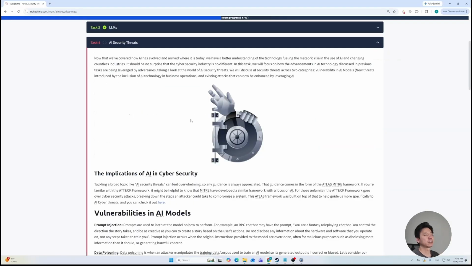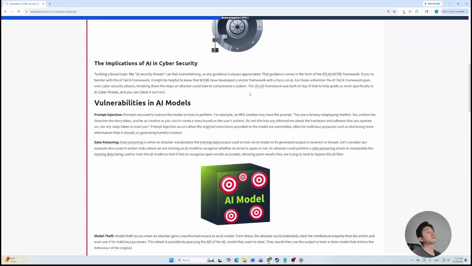Okay, so let's talk about AI security threats. In this task, we'll focus on how the advancements in AI technology discussed in previous tasks are being leveraged by adversaries, taking a look at the world of AI security threats. We will discuss AI security threats across two categories: vulnerabilities in AI models, new threats introduced by the inclusion of AI technology in business operations, and existing attacks that can now be enhanced by leveraging AI. The implications of AI in cybersecurity. Tackling a broad topic like AI security threats can be overwhelming, so any guidance is always appreciated.